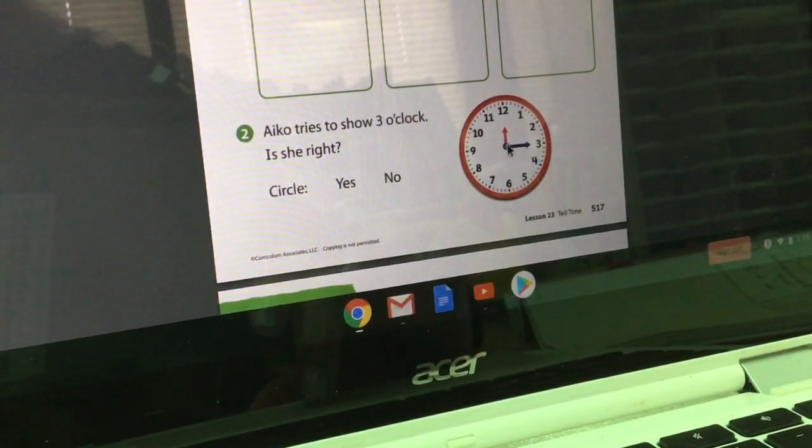She needs to actually have this blue hand, which is our minute hand, pointing to the 12, and the red hand, our hour hand, pointing to the 3 in order to show 3 o'clock. Looks like she got a little confused on which hands were which. So I would circle no, she's not correct. She needs to switch the hands around. Again, the minute hand, the blue one, should be pointing to the 12, and the red hand or the hour hand should be pointing to the 3 to show 3 o'clock correctly.